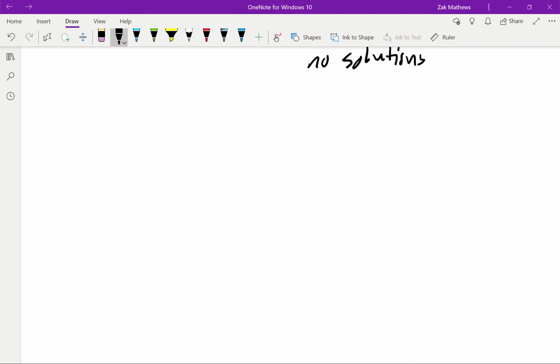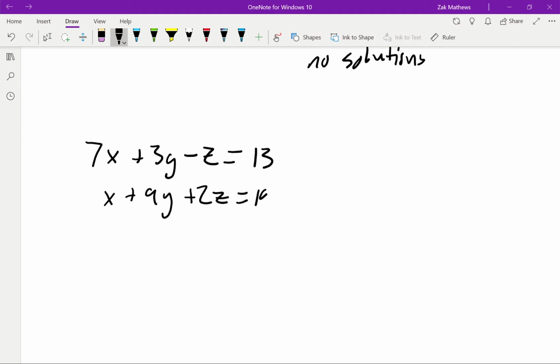So this one we have 7x plus 3y minus z equals 13. Then I have x plus 9y plus 2z equals 19. And last, I have negative 4x minus 5y plus z equals negative 14.